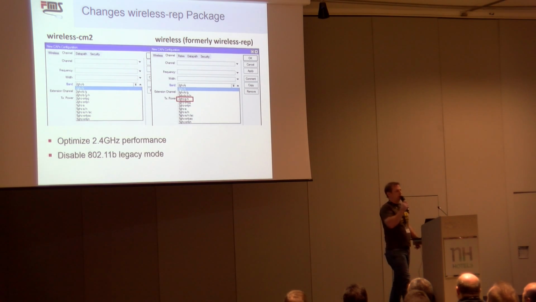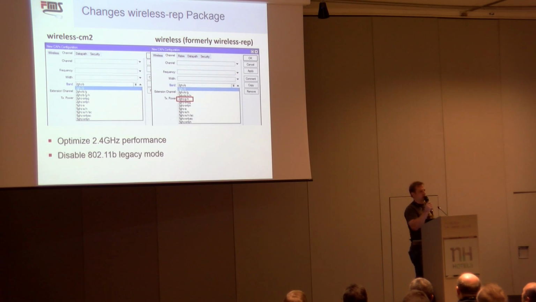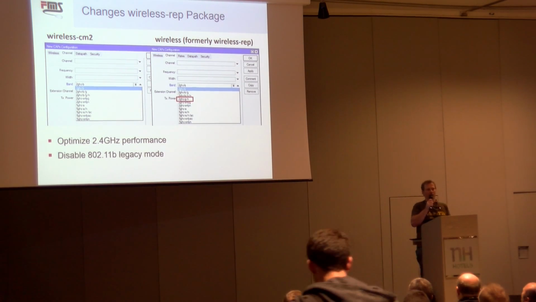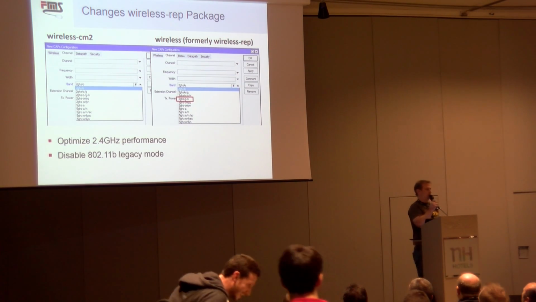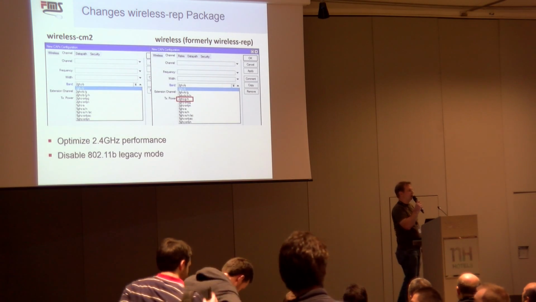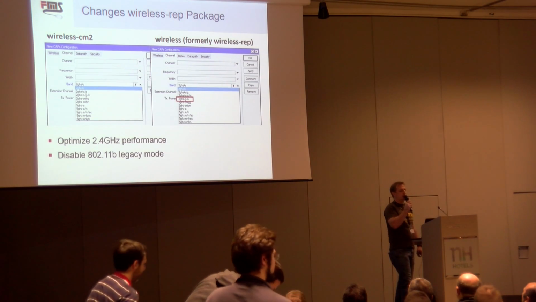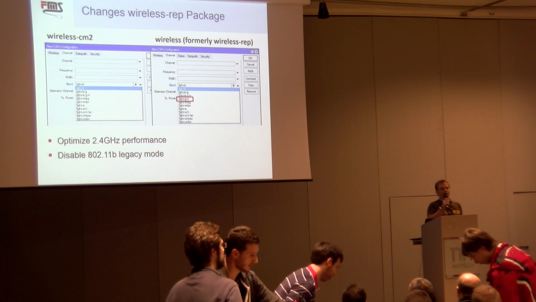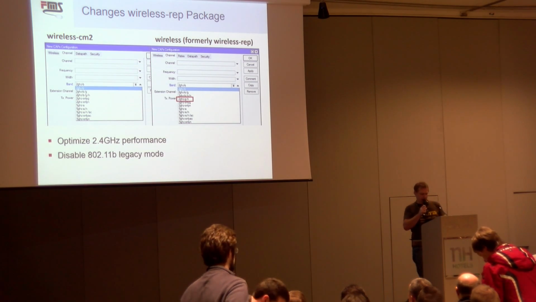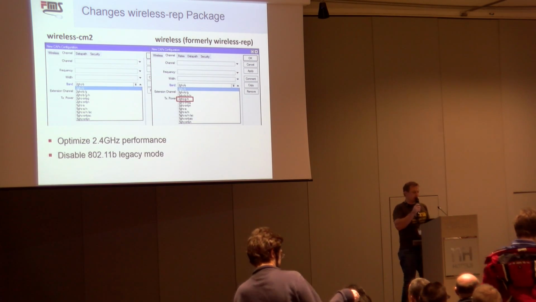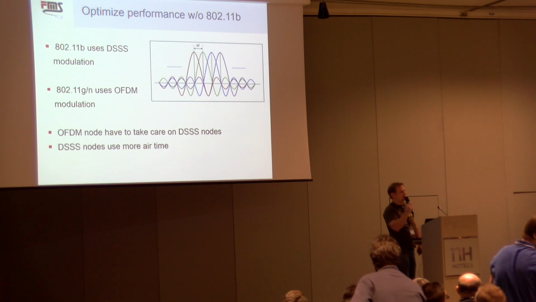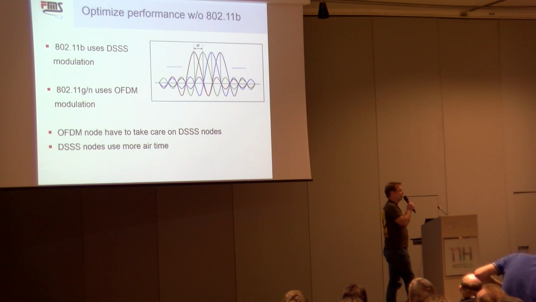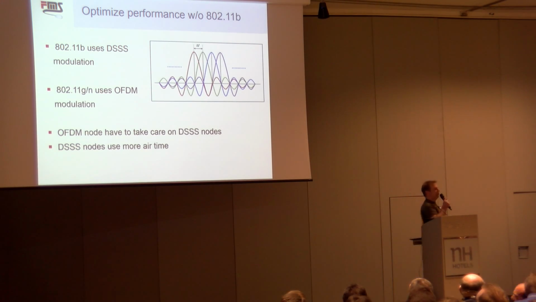Doing that means we are not supporting legacy mode anymore, like 11B. And there are two things to know. On one hand, you will not see many 11B clients in your networks anymore. And enabling 11B will reduce the performance of your 2.4 gigahertz base station or network. The reason for that is that 11B is using a different modulation. It's based on DSSS modulation, while all the newer standards will use OFDM.